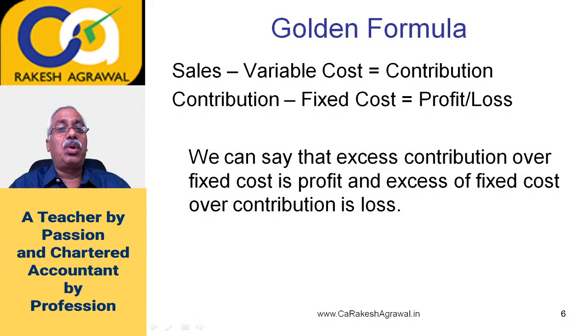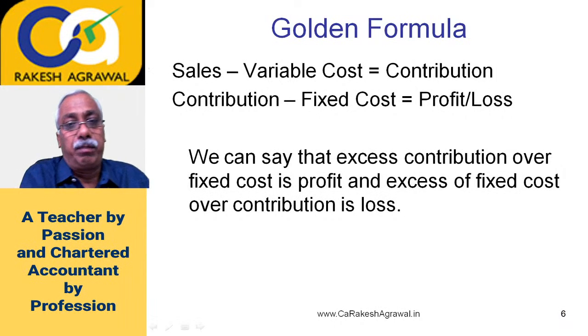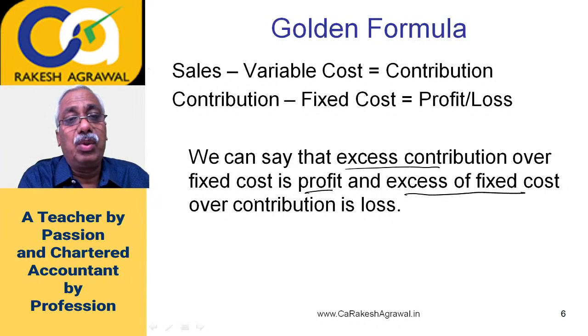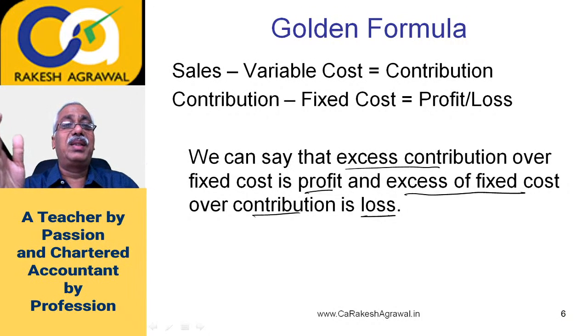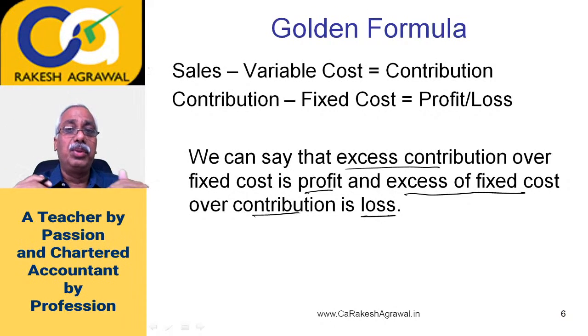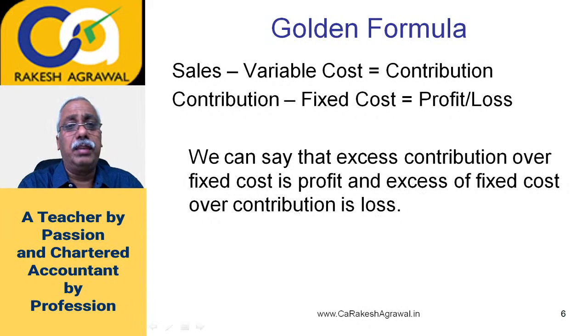We can say that excess contribution over fixed cost is profit, and excess fixed cost over contribution is loss. Mathematically, the loss figure will be negative and the profit figure will be positive. This is the golden formula. Whenever you present a profitability statement of marginal costing, you have to always present it in this way, in vertical format, with particulars and rupees columns. In particulars, you write sales, then deduct the variable cost, calculate contribution, deduct fixed cost, and you get profit or loss. So the same formula is presented in a statement format with data in case of marginal costing.